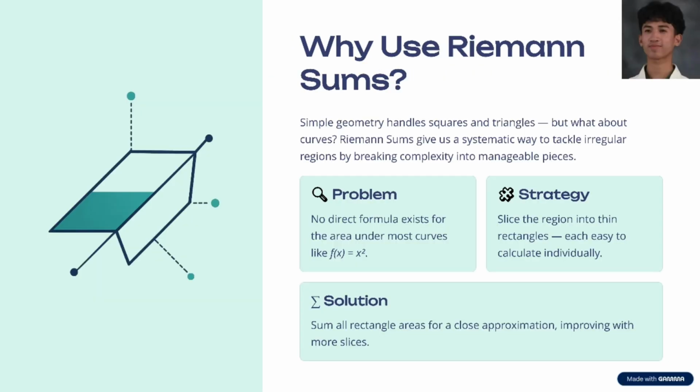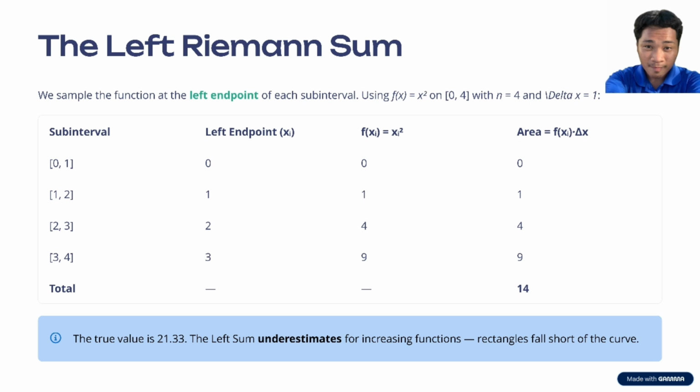We use Riemann sums because many curves do not have simple geometric formulas for area. Instead of solving the entire curve at once, we break it into smaller, manageable pieces. Let's begin with the left Riemann sum.